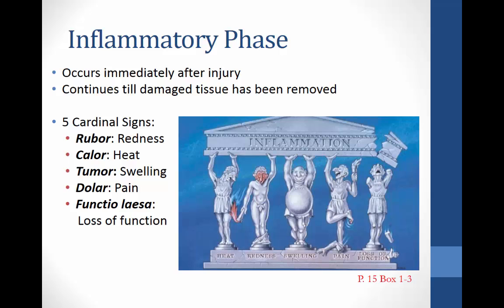The 5 cardinal signs start with rubor. This is redness that's from an increase in blood flow, increased metabolic rate, and a histamine release. Calor is heat, which is from increased blood flow and an increased metabolic rate. Tumor is swelling, which is the result of leakage of inflammatory mediators into the surrounding tissues.